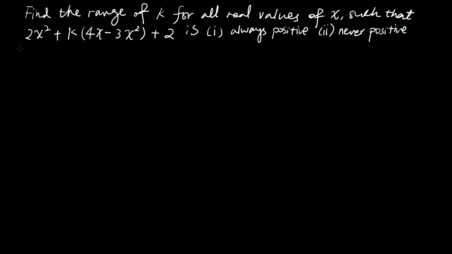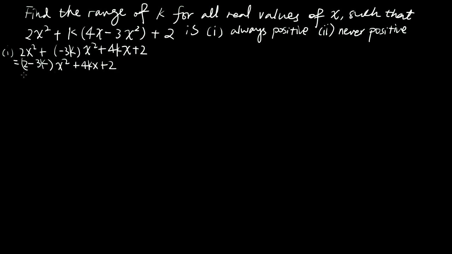If we rearrange the terms in the question, what we are going to get will be something like this. We have to rearrange the terms in descending power of x. Let me do the simplification first. So I will have (2 minus 3k) x squared plus 4kx plus 2. This is my expression.